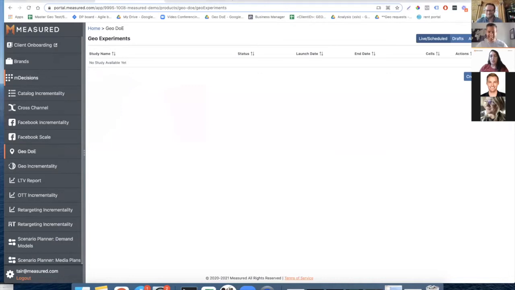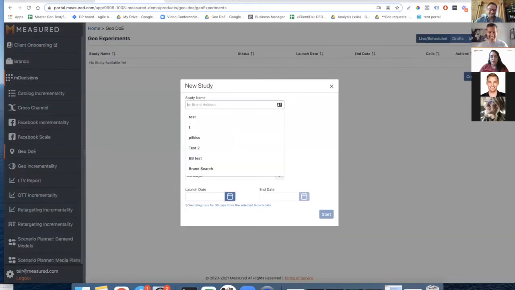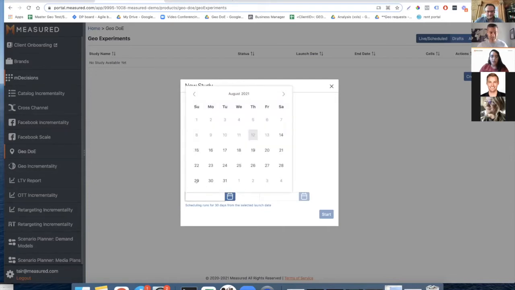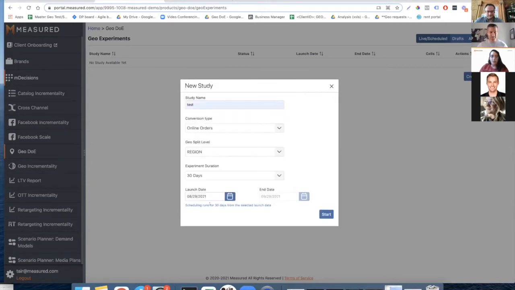All right, so we start, and I'm just going to name this test. I can choose my conversion type, my geo granularity, my duration, and I'm going to schedule when I want it to happen. All right, this is editable later on, but for now.